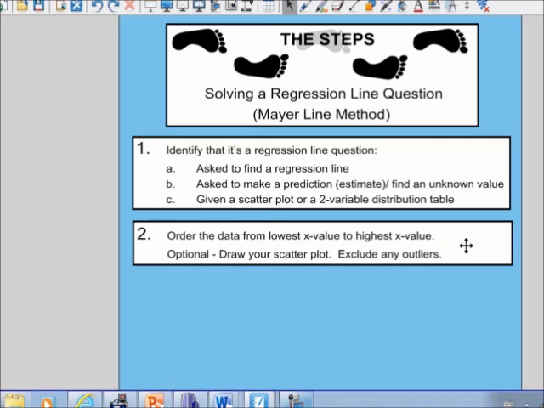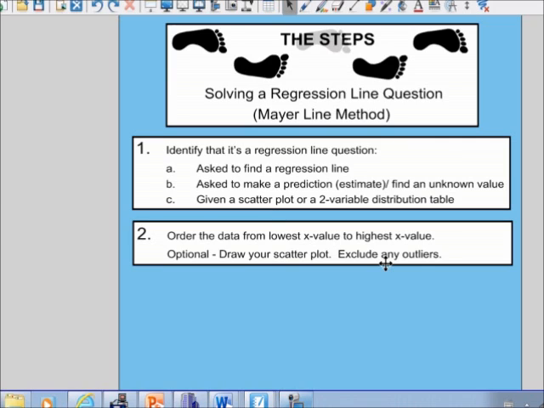And when we do this, we usually exclude any outliers. An outlier is a point that doesn't seem to fit the general pattern. So maybe I've got a whole bunch of points that are relatively close together, maybe seem to be in a pattern, then there's one that's far off to the right or way above, and those points are called outliers.